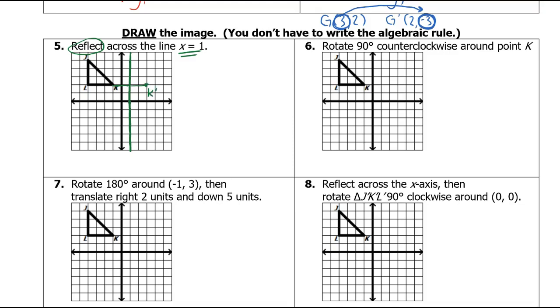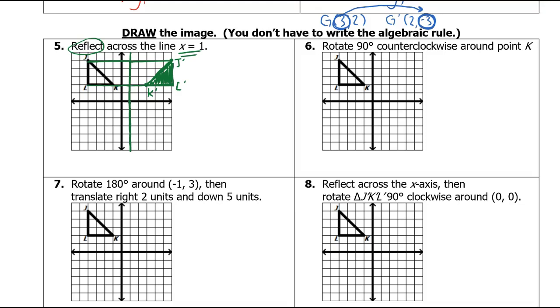So there's K prime. Point J, 5 to the left, so J prime is 5 to the right. L, 1, 2, 3, 4, 5 to the left, 1, 2, 3, 4, 5 to the right for L prime. And you can see we end up with congruent triangles, and we're done. There's no need to write a rule there. There is a rule that could be written, it's just not something we really need to worry about.